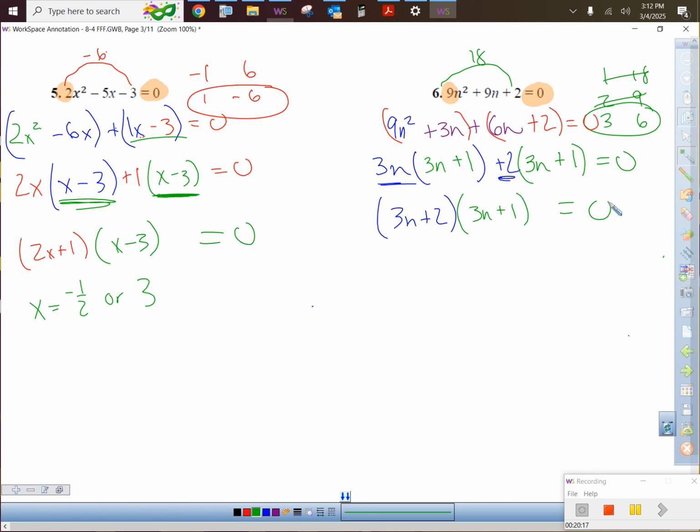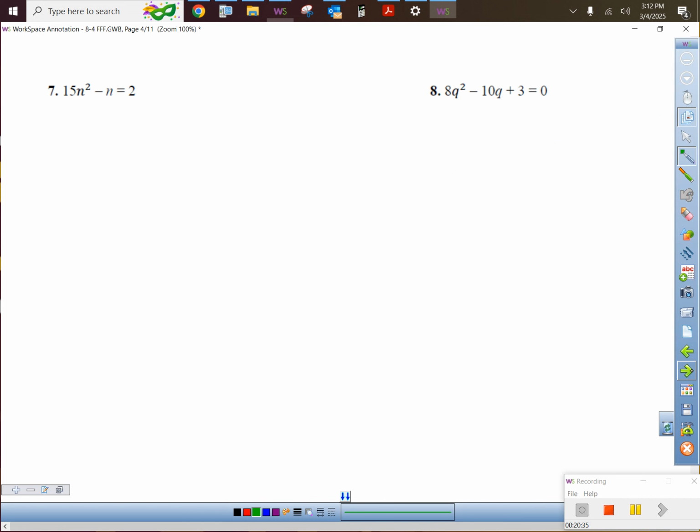So using the zero product property, n could equal the opposite of this over that, which would be negative 2/3, or a negative 1/3 back in that one. Nice. So here's our first one where it's not ready to run.